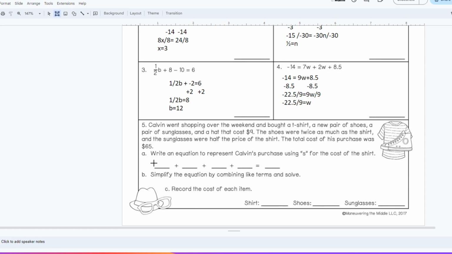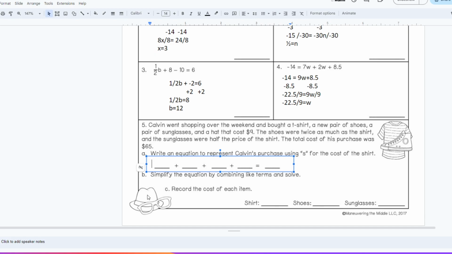All right, Calvin went shopping over the weekend and bought a t-shirt with a new pair of shoes, a pair of sunglasses, and a hat that cost $9. The shoes were twice as much as the shirt, and the sunglasses were half the price of the shirt. The total cost was $65. So write an equation that represents the purchase using S for the cost of the shirt. So we're relating everything to the cost of the t-shirt.